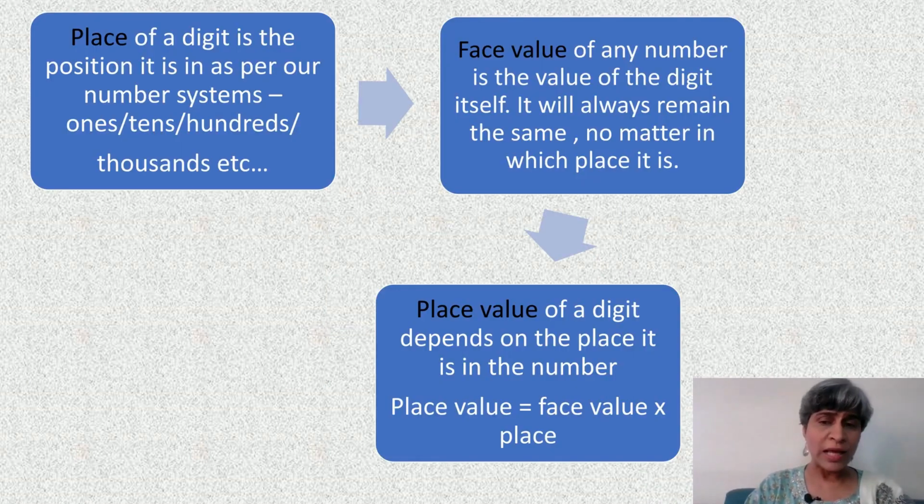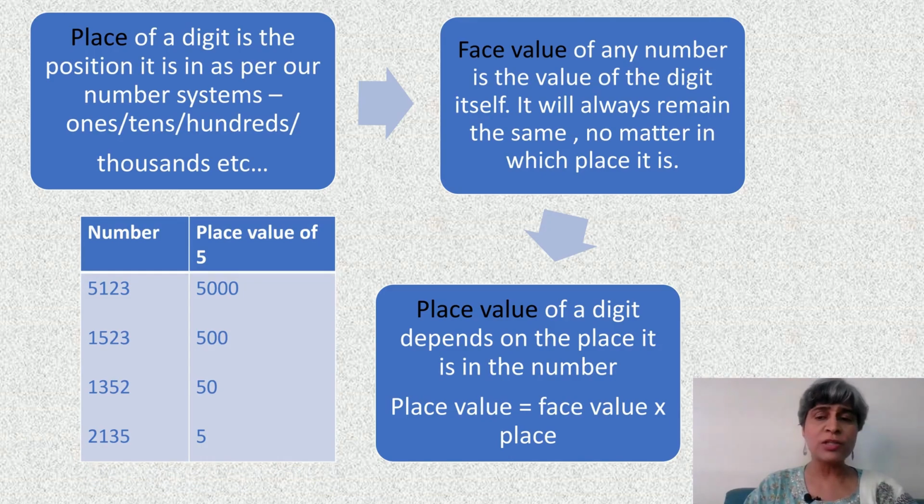Once students have visualized the concept, we can take them to the abstract, that is the definition, which they can now express in their own words also. So the place of a digit is the position it occupies as per our system, tens, hundreds, thousands, etc. The face value of any number is the value of the digit itself. It does not change no matter where the digit moves. The place value of a digit depends upon the place it occupies in the number. If we talk about formula, it is the face value into the place. This can also be demonstrated through examples. Here you can see the digit 5 is occupying different positions in these numbers, which is changing its place value.